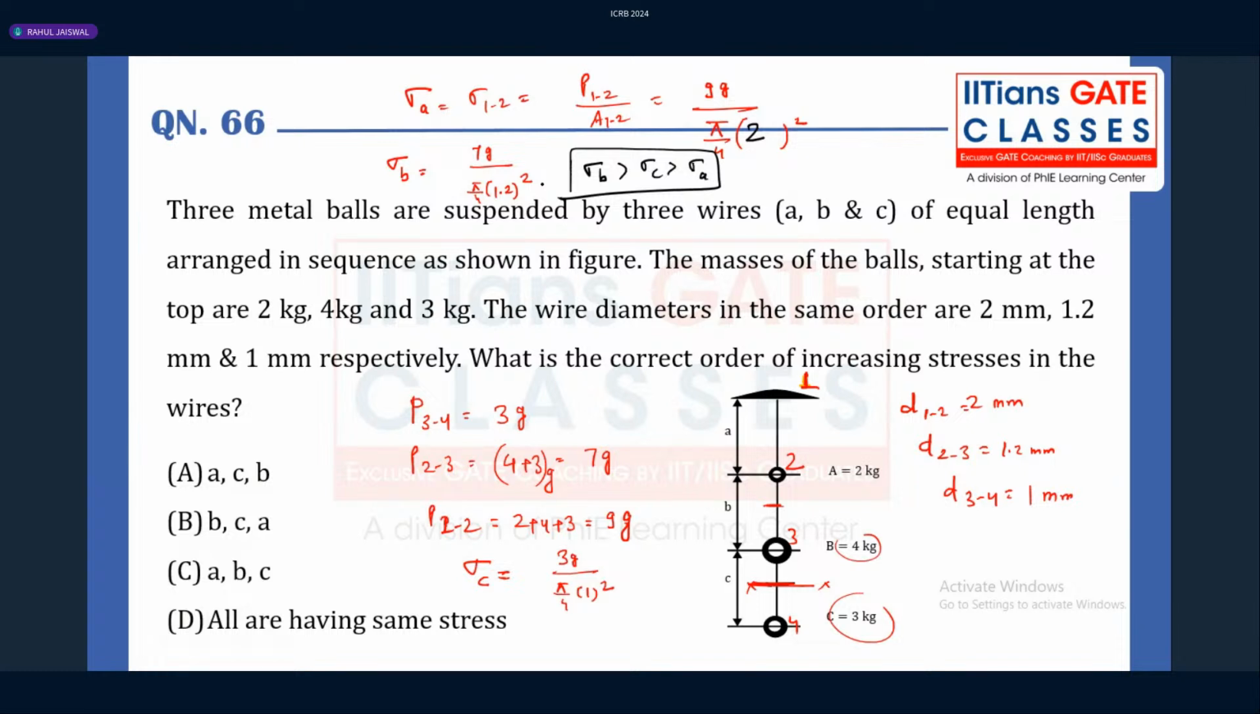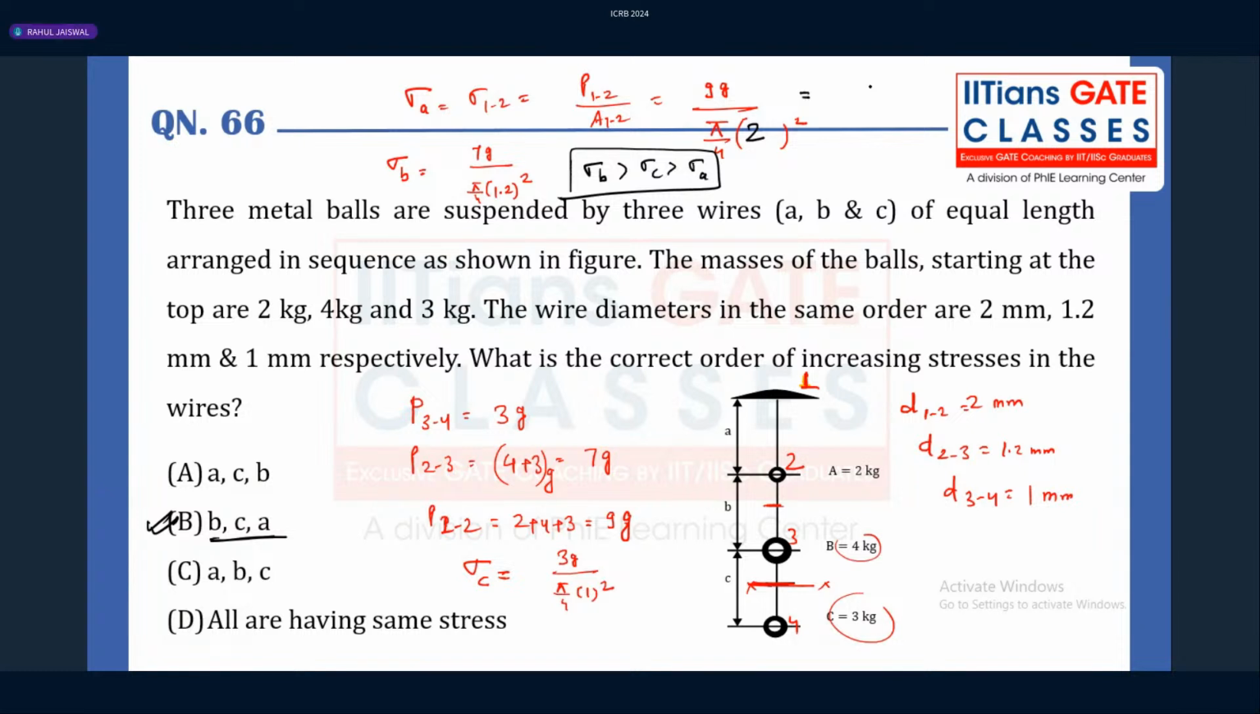The last wire, because less load is acting. Even though the diameter is less, the load is also less. So if you see, the correct order will be what, guys? The correct order of increasing the stresses will be BCA. B will be correct. What I'm saying, you are understanding?